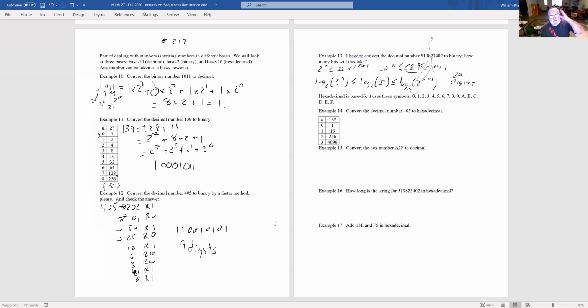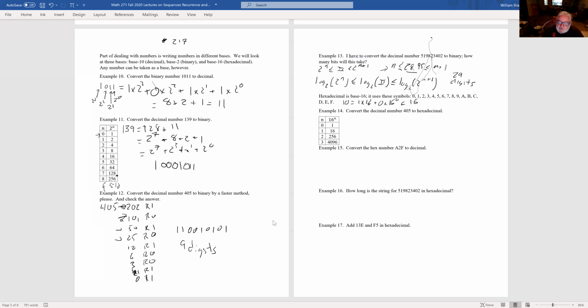Okay, so that's base 2. Base 16 is a similar thing, except we only have 10 symbols, 0, 1, 2, 3, 4, 5, 6, 7, 8, 9. And then we need to have extra digits. A is 10, B is 11, C is 12, D is 13, E is 14, F is 15. Remember that 1, 0 is 1 times 16 to the 1 plus 0 times 16 to the 0, which equals 16. So 1, 0 actually means 16. It doesn't mean 10, so that's why we need these extra symbols.